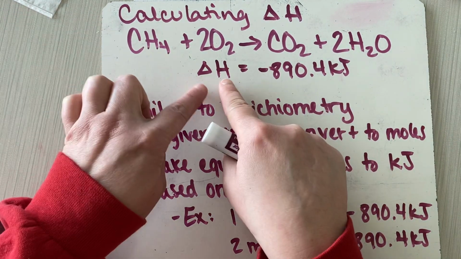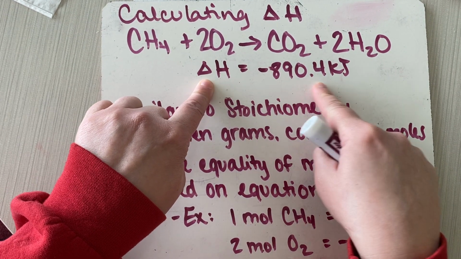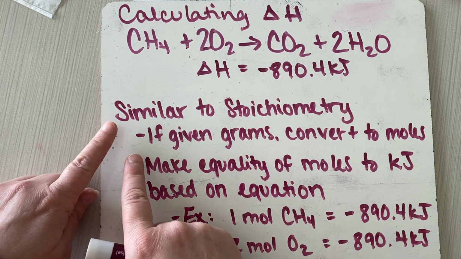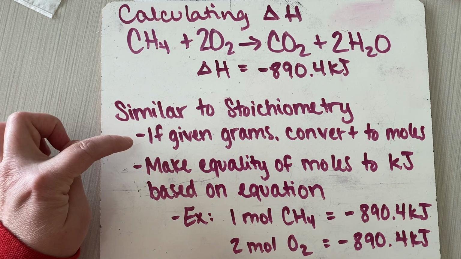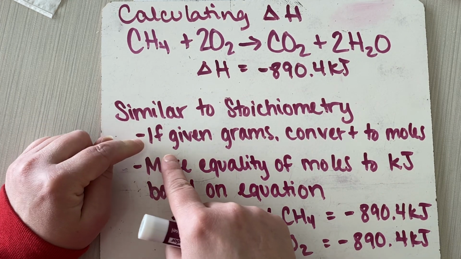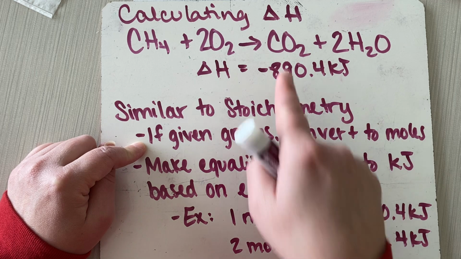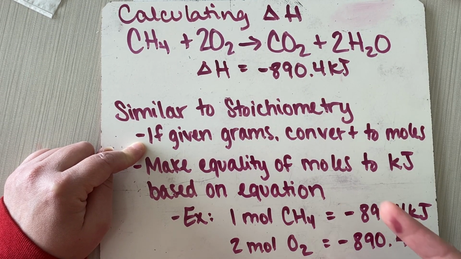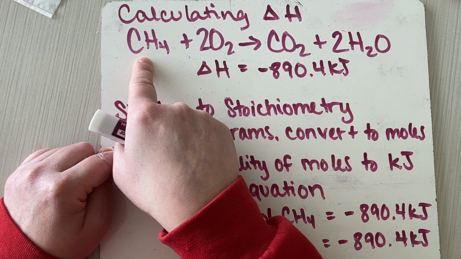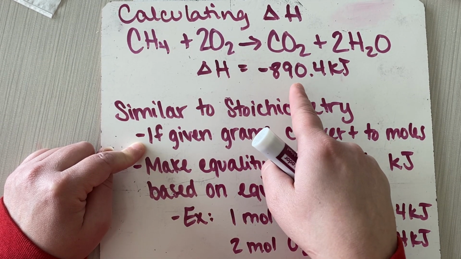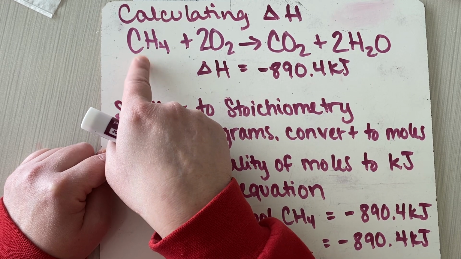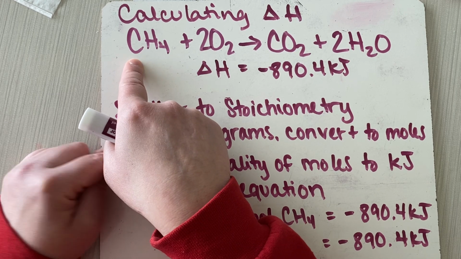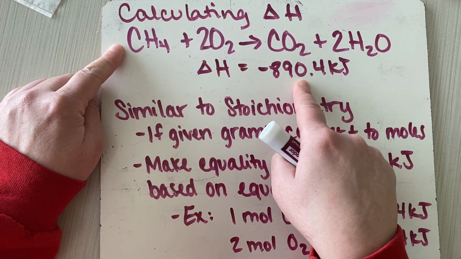So for the forward equation, we have a change in H of a negative 890.4 kilojoules based upon the number of moles reacting. Okay, so this is going to be similar to stoichiometry. Now, there will be cases where if I'm given grams, I'm going to have to convert to moles. So I might have this equation with this amount of energy, and I might be told, okay, you have 200 grams of methane, the CH4. So how much energy is that going to provide? Well, I don't know how many grams that is. I need to then convert to moles because I know 1 mole will give me this much energy.